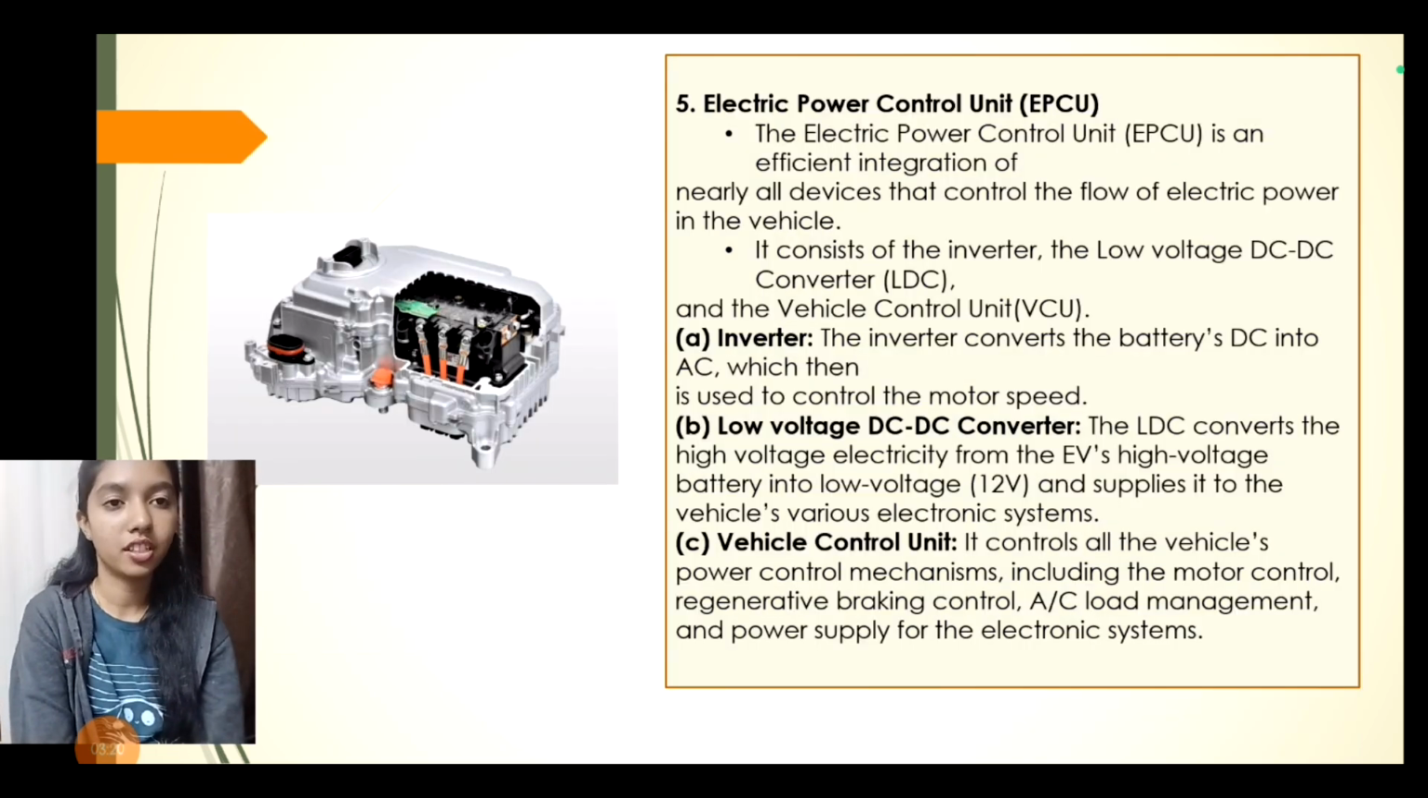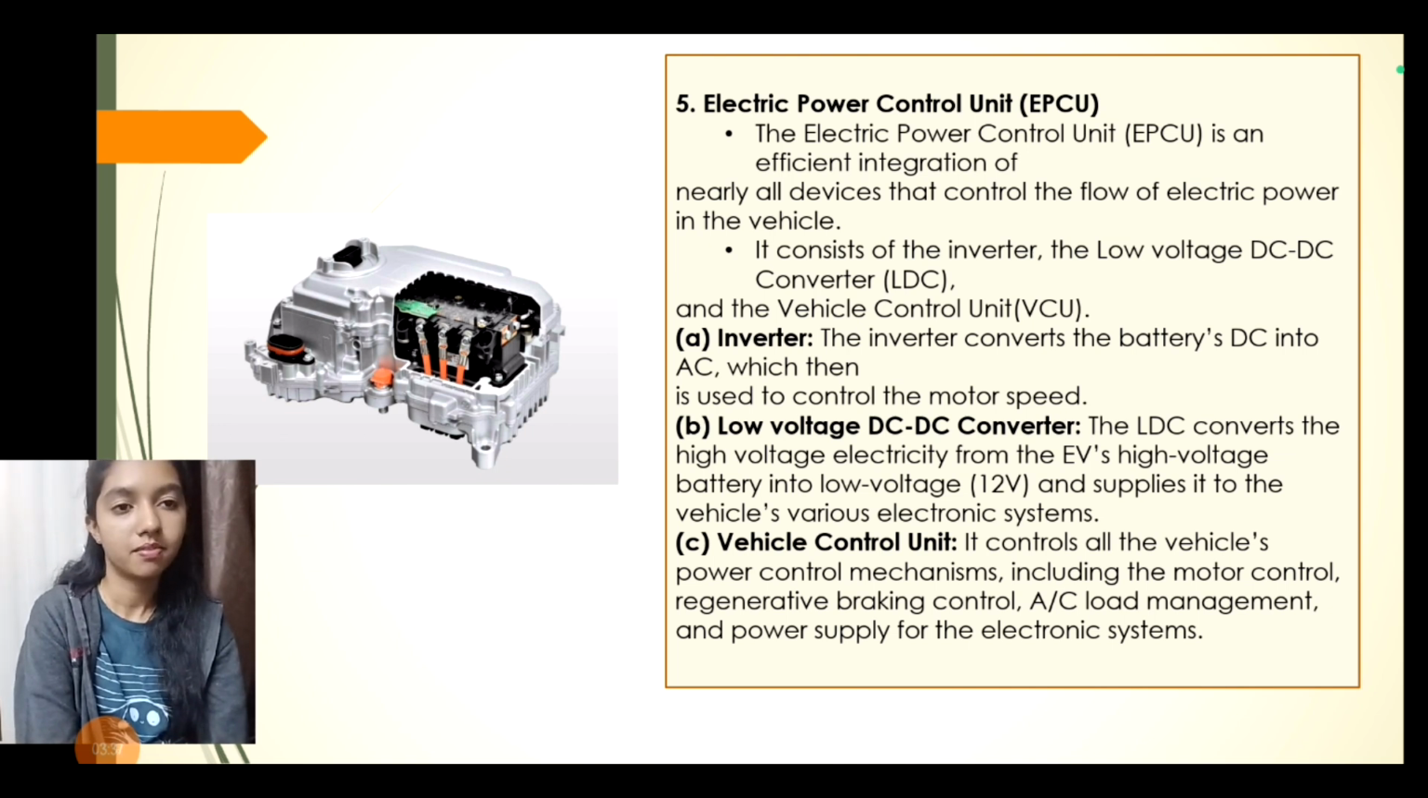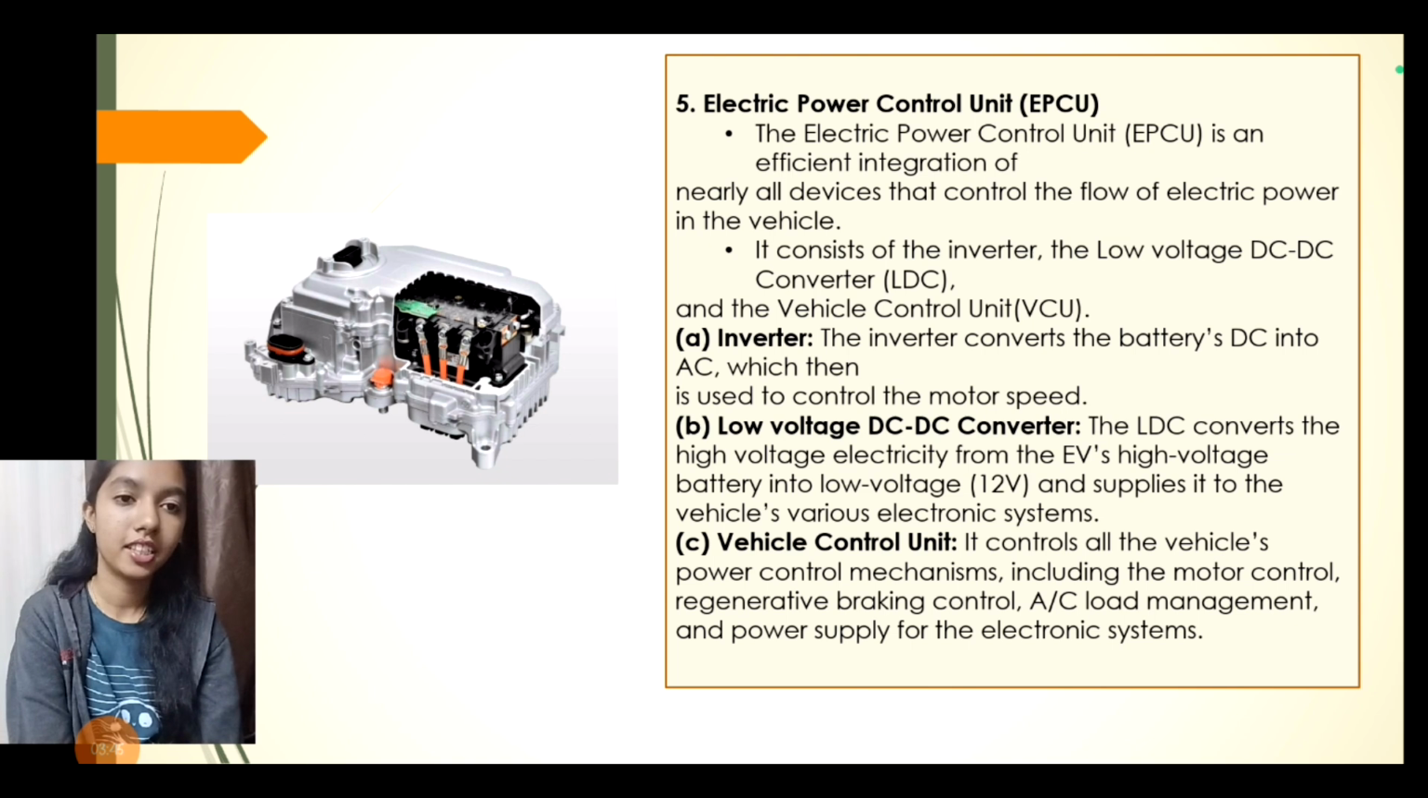Electric Power Control Unit. The Electric Power Control Unit is an efficient integration of nearly all devices that control the flow of electric power in the vehicle. It consists of the inverter, the low voltage DC-DC converter, and the vehicle control unit. Inverter. The inverter converts the battery's DC into AC, which then is used to control the motor speed. Low voltage DC-DC converter. The LDC converts the high voltage electricity from the EV's high voltage battery into low voltage and supplies it to the vehicle's various electronic systems.